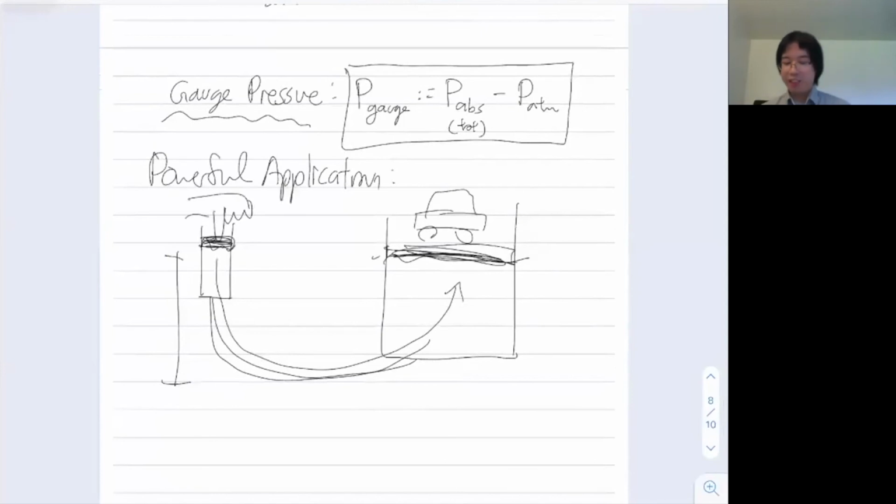So next time I'll plug in some of the numbers to show you how much force you need to push down here to lift a car. You'll be surprised how little can do that.